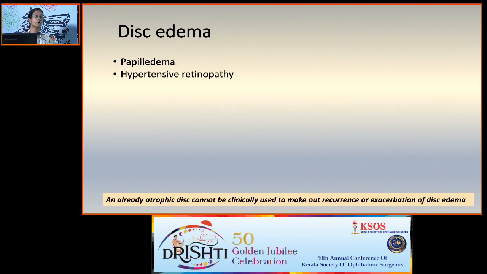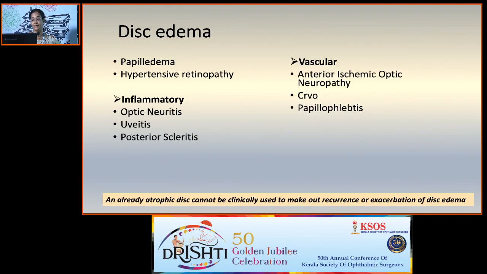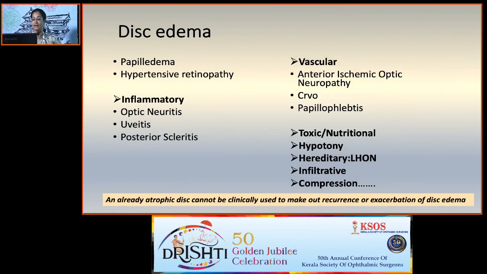So the most important cause of bilateral disc edema, as you know, is papilledema and hypertensive retinopathy. But any unilateral cause can present as bilateral edema. So other causes which mainly present unilaterally are inflammatory and vascular causes, and others like toxic causes, hypotony, hereditary, infiltrative, and compressive lesions. So any of these can present unilaterally or bilaterally.